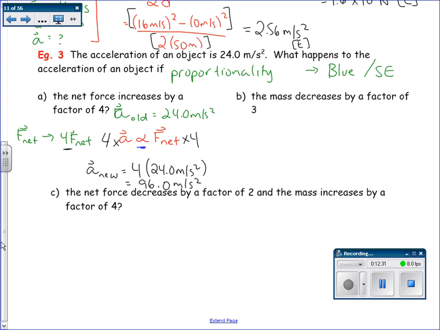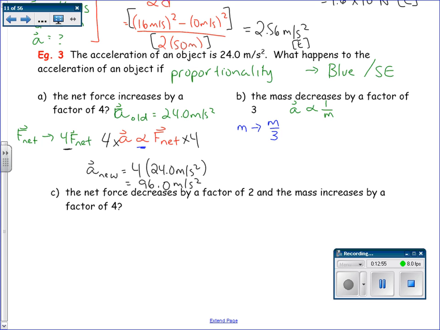Mass is a little bit more tricky because the relationship is inverse. So acceleration is inversely proportional to mass. So whatever change you make in mass, you make the inverse change in acceleration. So I have mass. Mass is becoming mass over 3. So I'm dividing mass by 3.